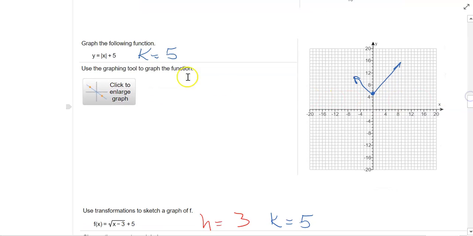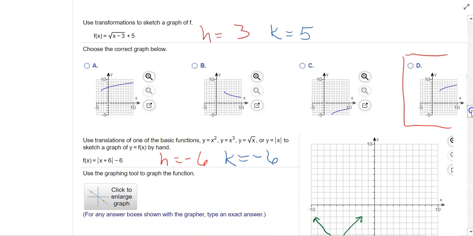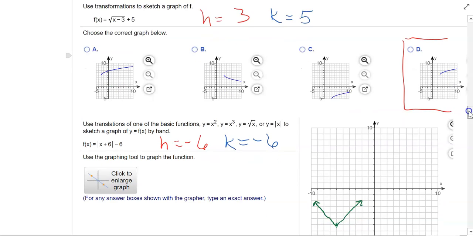We're doing the same here, our k, which means we're going up 5 for an absolute value, so we need that V shape here. As you can see, we just simply moved up 5. And the next one, we have horizontal movement towards 3 and vertical towards 5, so we're moving right 3, up 5, and here's our square root graph. As you can see, it's not whole because we can't take the square root of negative numbers. So everything to the left of 3 would give us a negative number in there. We just can't have it.